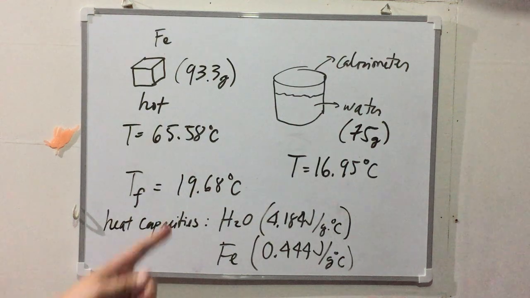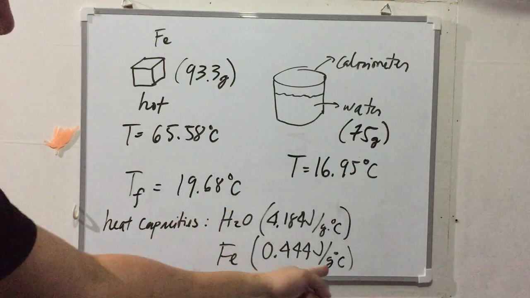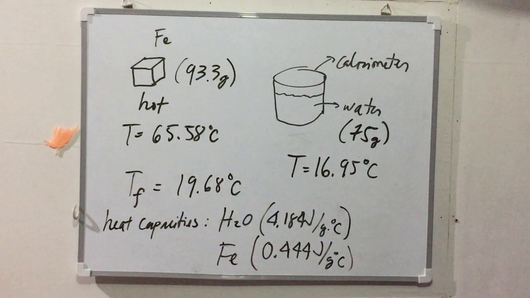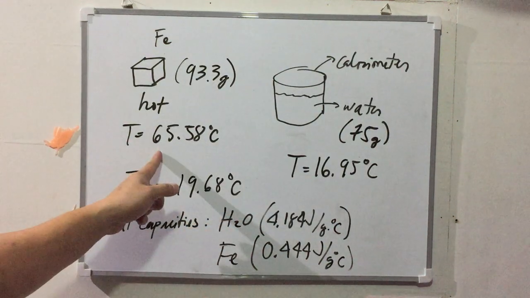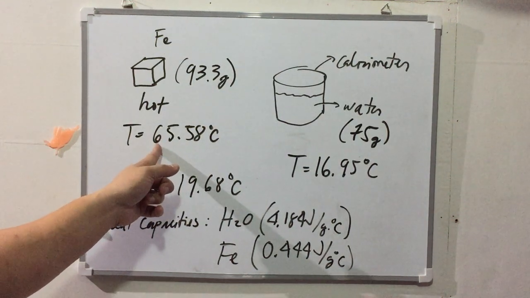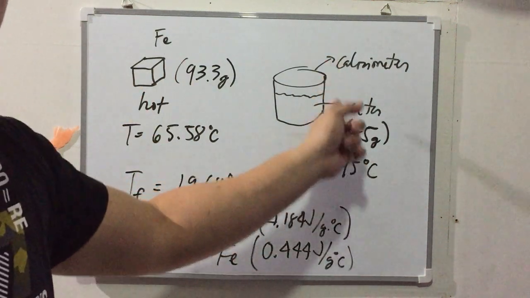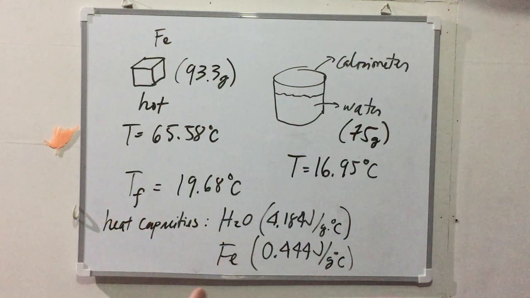Now take a note here that since iron has a smaller heat capacity, or in this case specific heat capacity, than water, you would see that the magnitude of delta T for iron is larger than the magnitude of delta T for the water in the calorimeter. So more heat comes out of a material that has a smaller heat capacity. Alright, so just take a note of those values. You can pause the video if you want.